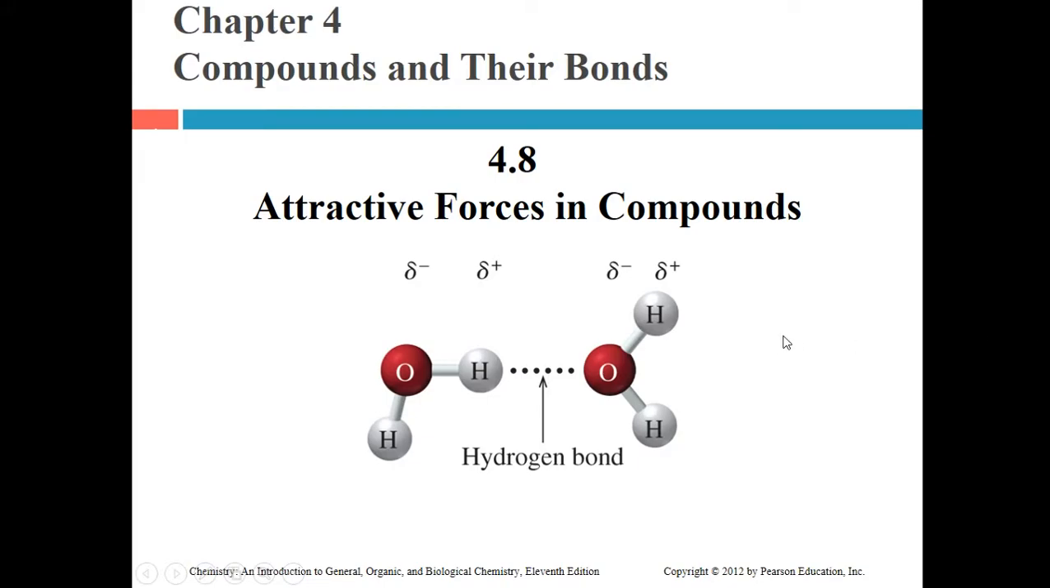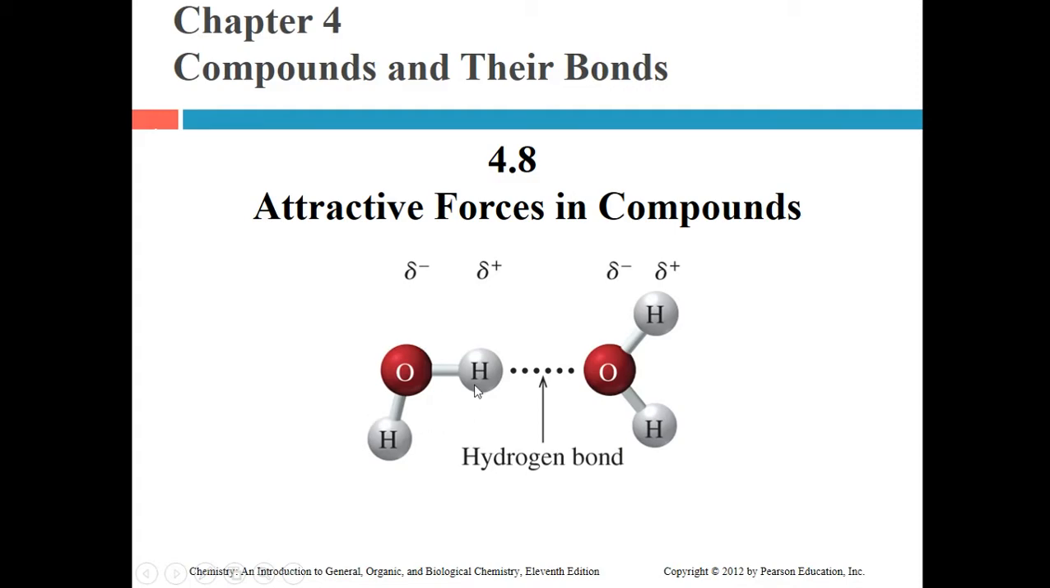4.8 Attractive Forces in Compounds, or the answer to your question that you've always wondered: why is a snowflake the shape it is? Well, it has to do with the attractive forces between those water molecules when they freeze. And all of this has to do with the attractive forces in compounds. When we're talking about this, we're talking about the attractive forces between compounds. That's what this section is all about.